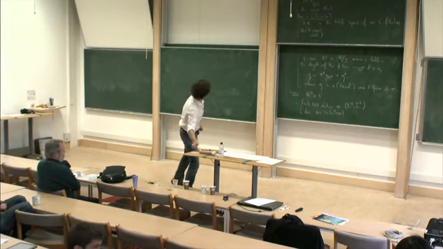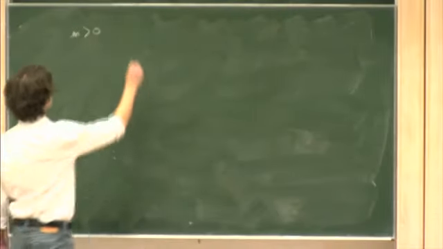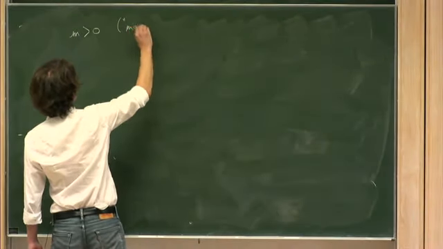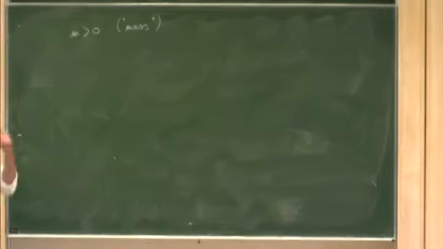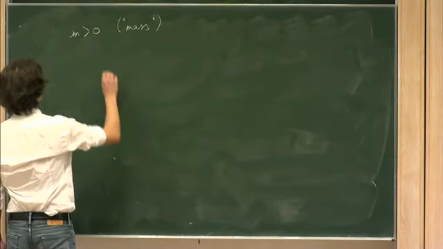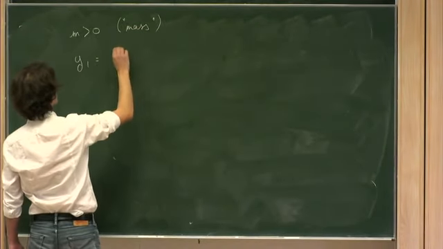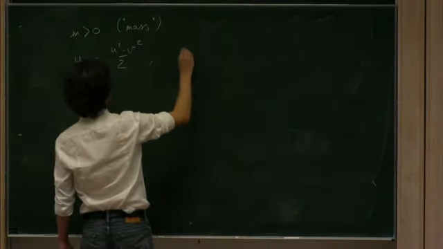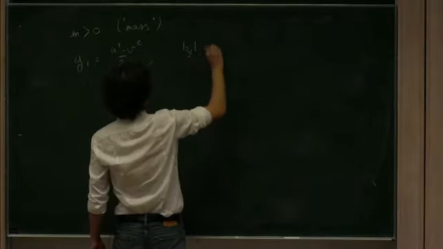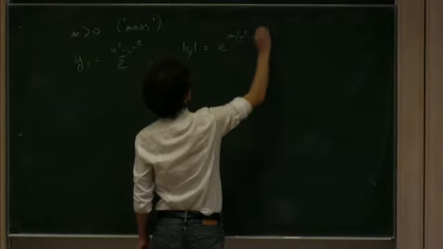So the description goes as follows. You pick some positive parameter m, which I will refer to sometimes as the mass, and you define three functions as follows. You take y1 equal to u squared minus v squared over 2, where u and v are given by the following implicit formulas.